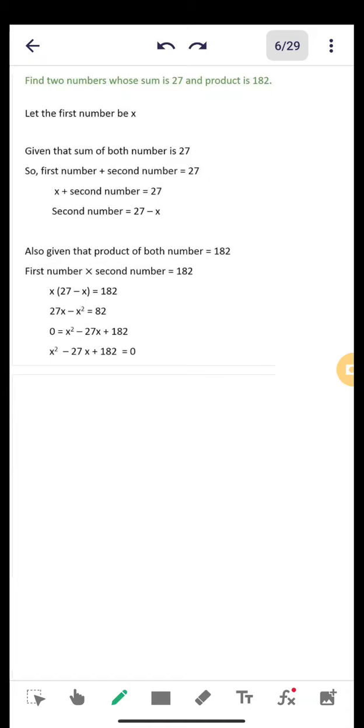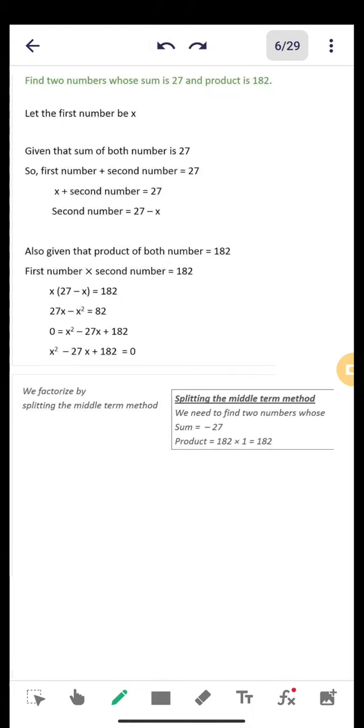So x square minus 27x plus 182. If we factorize this, just now we have done, we can use any method for factorizing. That's not an issue. So factorizing it by splitting the middle term. Sum should be minus 27 and the product should be 182. So what could be our factors?